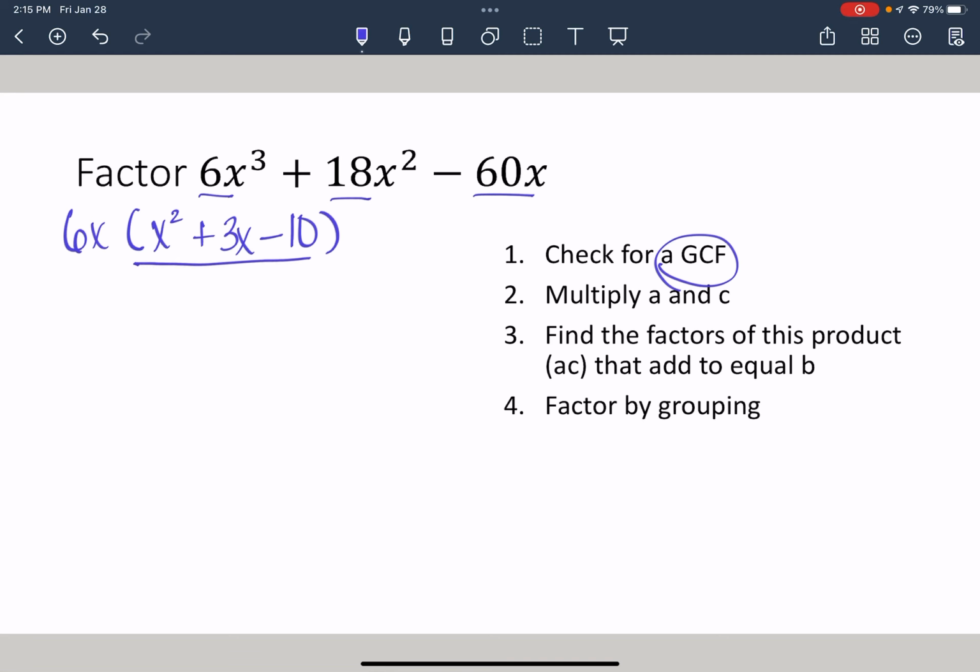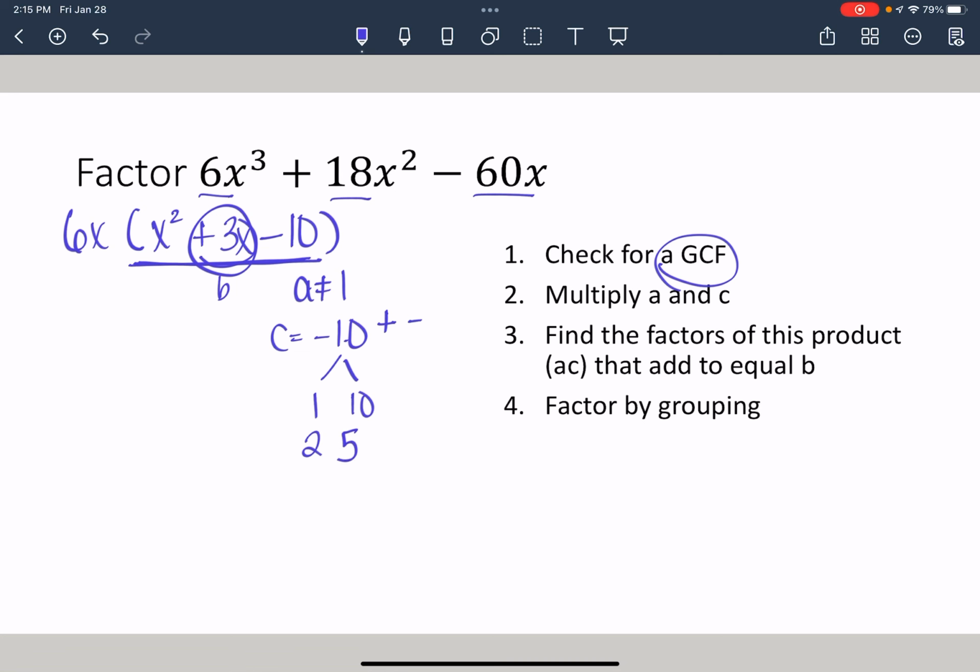Now this is a trinomial where a equals 1, so I just have to look at the factors of c. c equals negative 10. I need to factor negative 10 so that it adds up to 3. Remember, if I'm going to get a negative product, I need a positive and a negative factor. And since b is positive, my bigger factor is going to be positive. The factors of 10 are 1 and 10, 2 and 5.